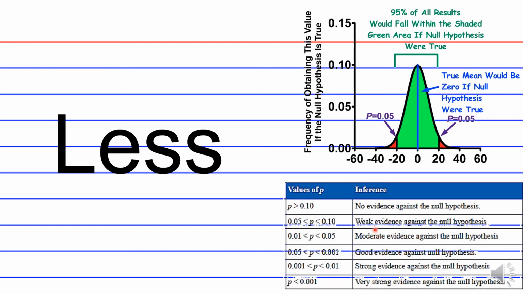is between, let's say, how much is that? So if the p-value is less than 5%, but greater than 0.1%, then there's good evidence against the null hypothesis. If the p-value is between, let's say, 1% and 0.1%, there's strong evidence against the null hypothesis. I think this is supposed to be 0.1, yeah, between 1% and 5%. And then if the p-value is less than 0.1%, then there's very strong evidence against the null hypothesis.